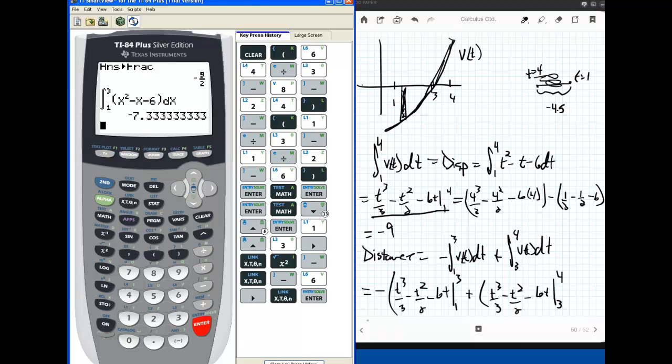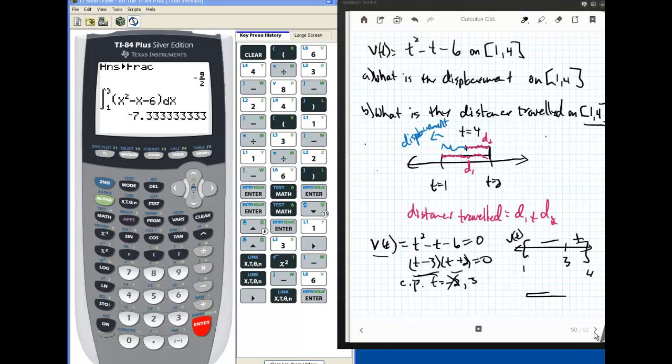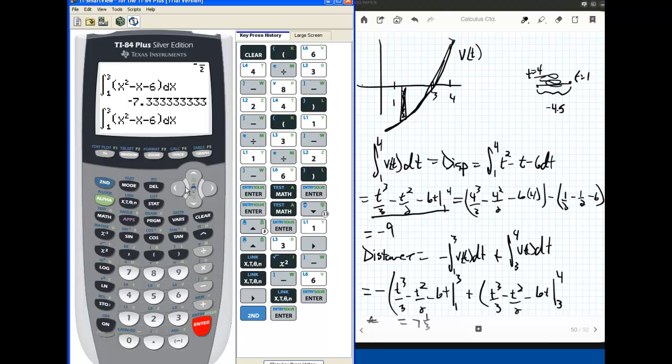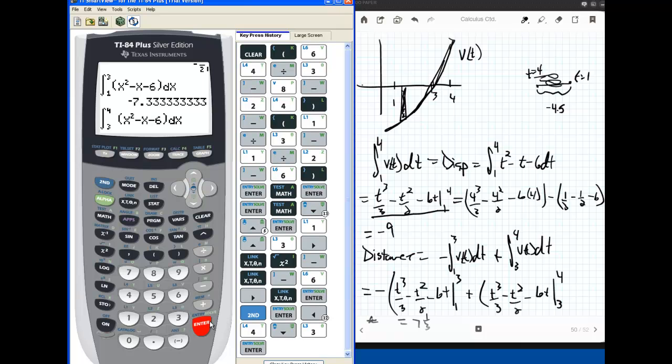So this value right here ends up equaling, I've got a negative in front, right? So if I change the sign, this is going to equal positive 7 1/3 last I checked, right? Now I'm going to take the integral from, where are we going? We've got to go from 3 to 4. So I'm going to go second entry. It gives me exactly the same thing, only now I get to go back and change my limit. So this is going to be from 3 to 4, extra booyakasha.